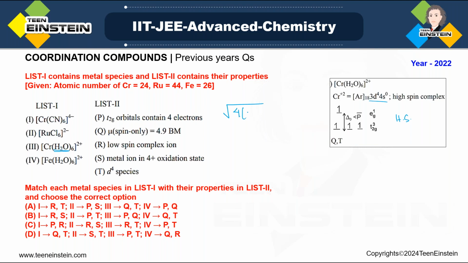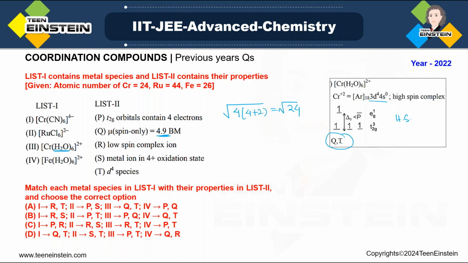So 4 unpaired electrons means 4 plus 2. It is root over 24, which is basically 4.9. So that is why Q is true. R is not true. It is not low spin. It is high spin. Metal in 4 plus? No. But it is a D4 species. So it is matching with Q and T.